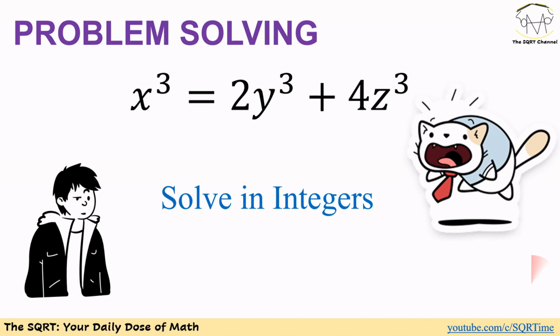In this video we are going to do something different. Here we have a single equation, and in this single equation we have three variables. Basically we are going to have x cubed is equal to 2 times y cubed plus 4 times z cubed. We want to solve this problem in integers, and we are going to see how we can find the values that we have for x, y, and z to satisfy this equation.